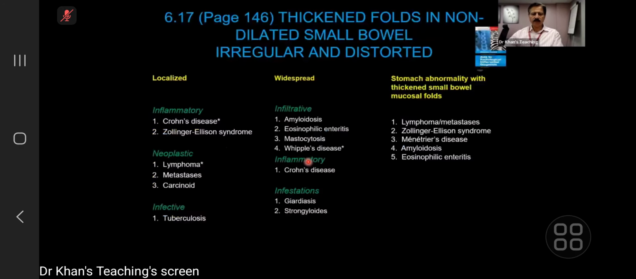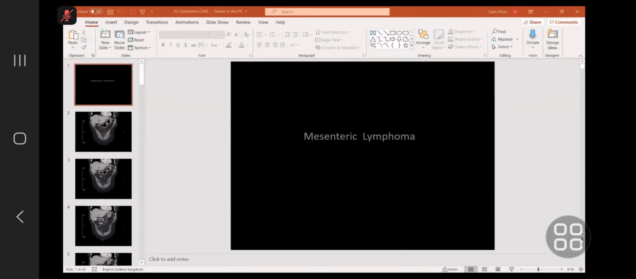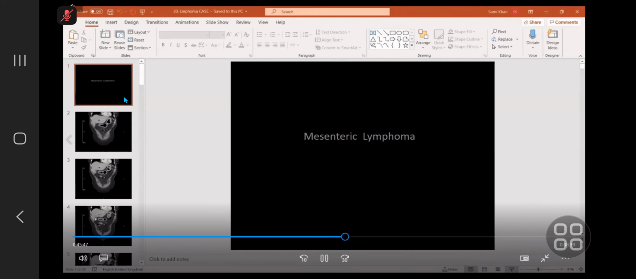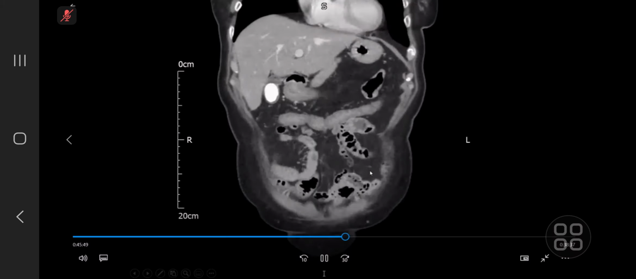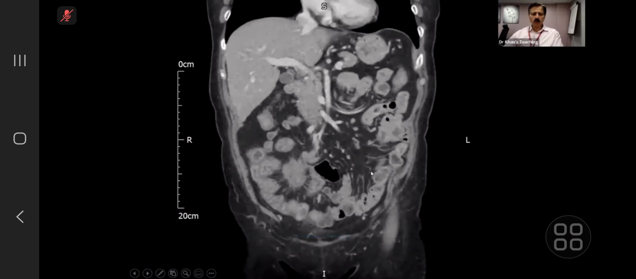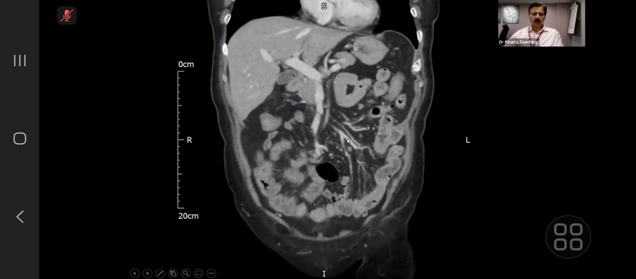Now look at this case. I hope it is projecting for you. Case 20 is projecting. Is it projecting for you? Yes. Okay. Yes, now it is.